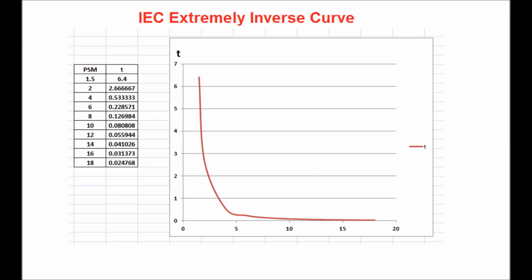So for different values of PSM, the trip time is given by the table as mentioned on the left side of the diagram, and the characteristics of trip time versus PSM is given in this diagram. For lower values of PSM, the trip time is more compared to the other two graphs, but for higher values of PSM, the trip time is less compared to the other two curves.